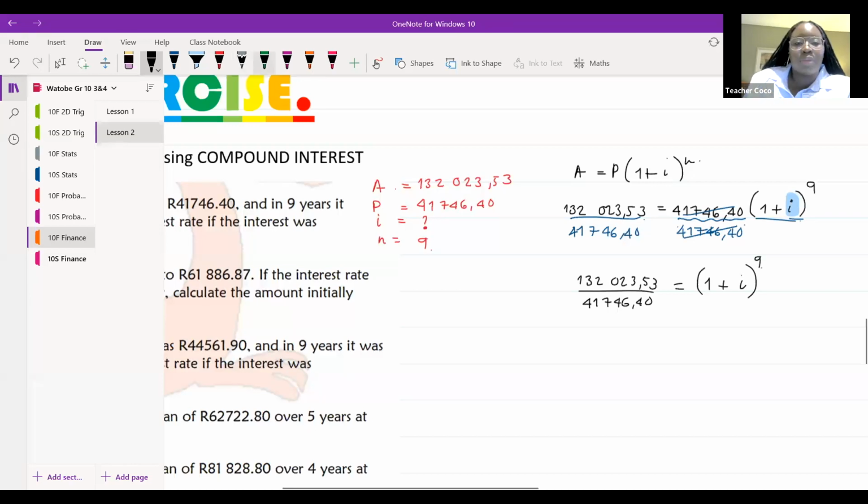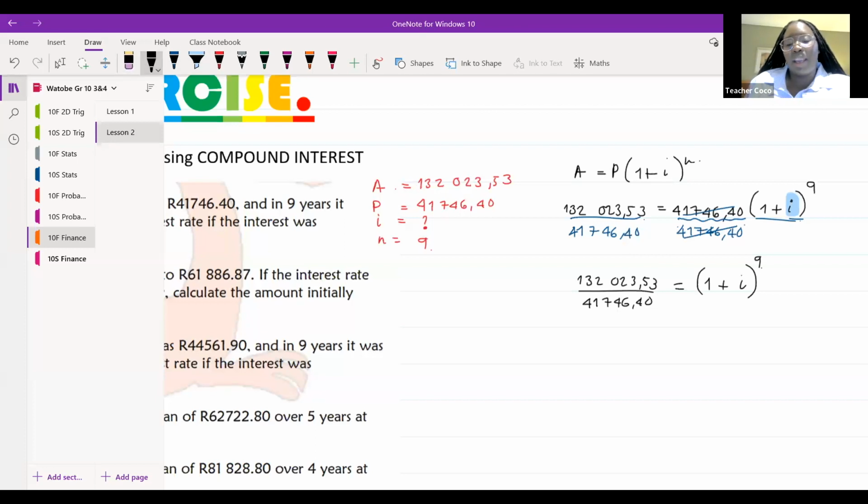Now I want to get rid of this to the power of 9. How would I get rid of to the power of 9? Ma'am, the way I did it, when we divided the numbers, I said 3,16 equals 1 plus I to the exponent of 9. Then I said square roots. Okay, all right, but we can't. So we need to take the 9th root.